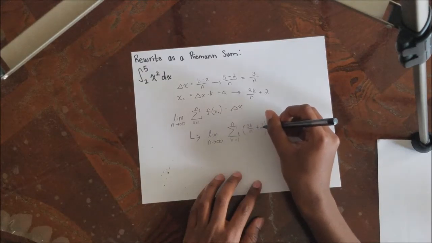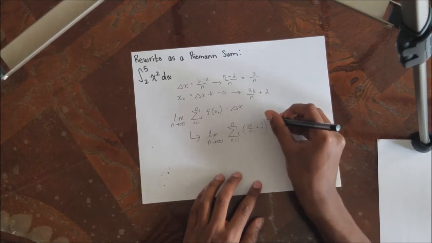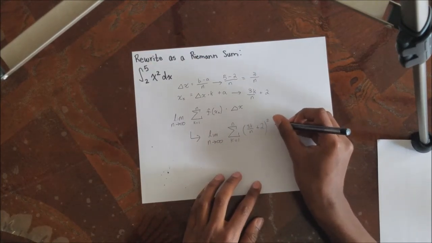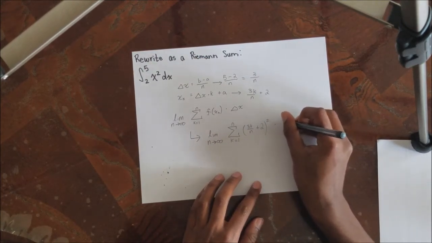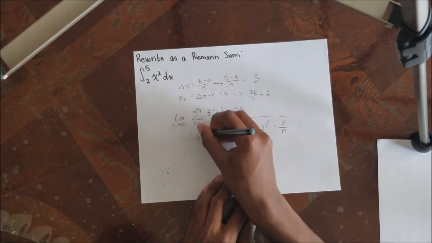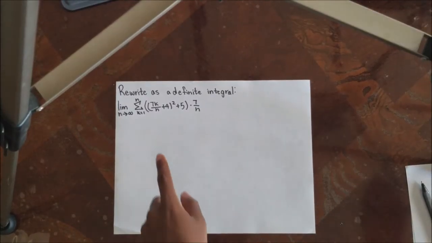K over n plus 2, which is the function of x sub k. You have to square this, because remember, this is x squared. And then you simply multiply it by 3 over n, which is your delta x value. So this is what you get. You have to write this.